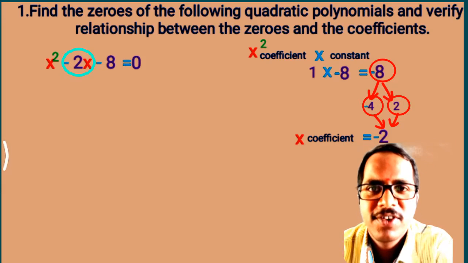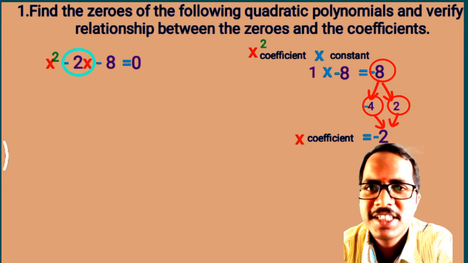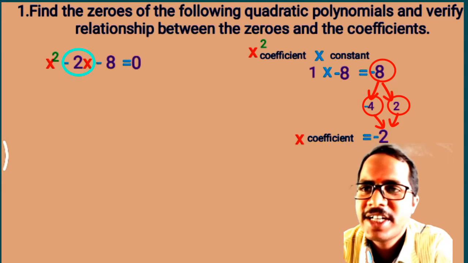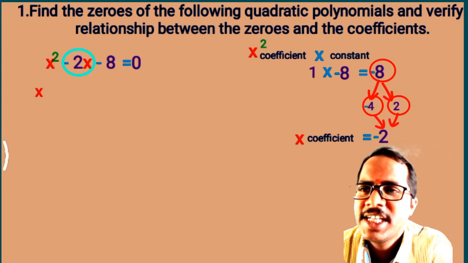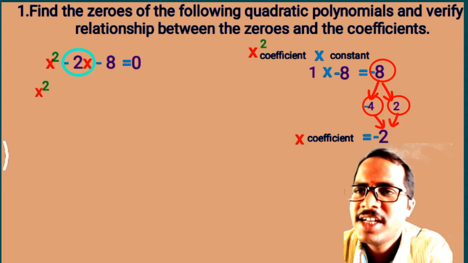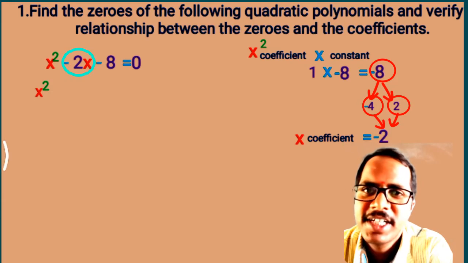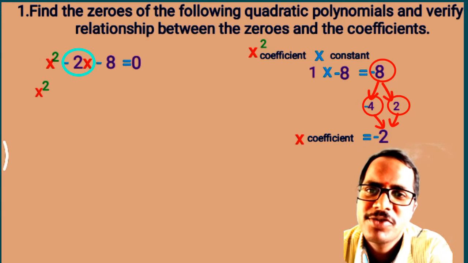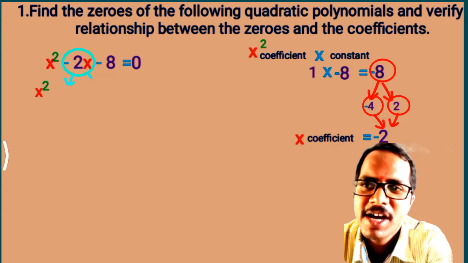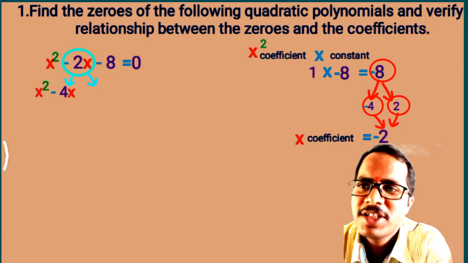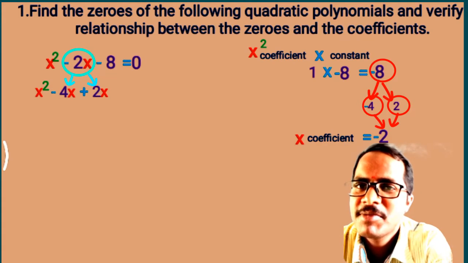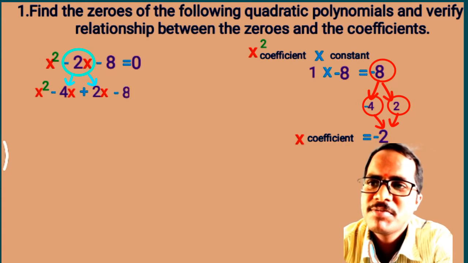So using minus 4 and 2, we can split the middle term, that is minus 2x. So let us split it. We can write x square, and the next term minus 2x can be split, using minus 4 and 2, as minus 4x plus 2x. And the next term is minus 8, which equals 0.